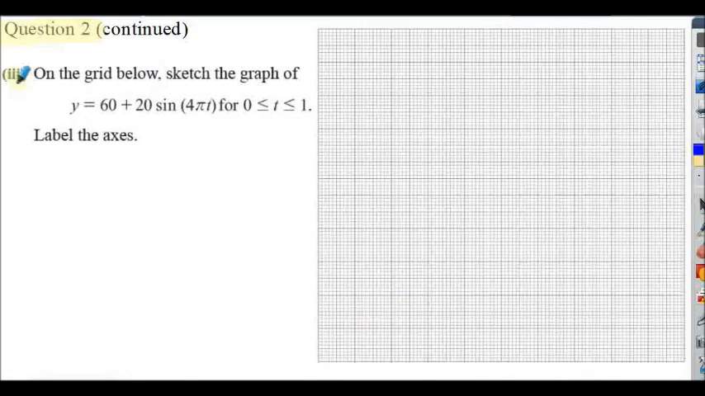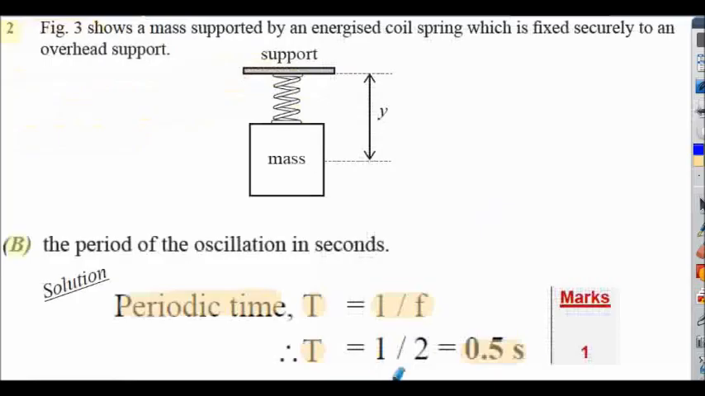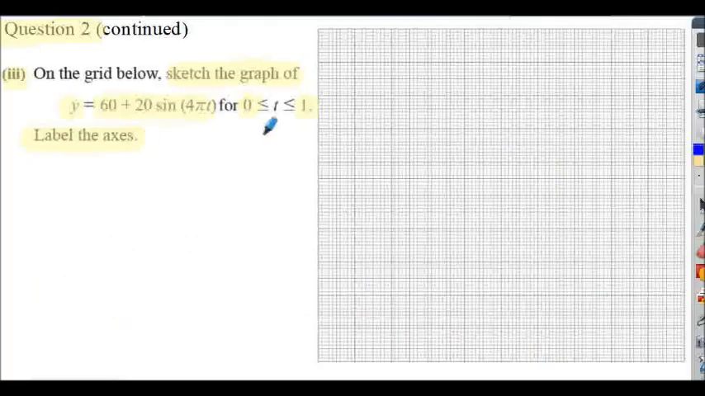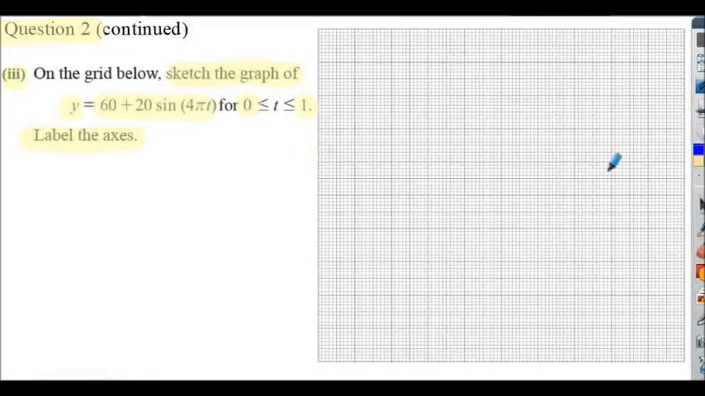Question 2, part 3. On the grid shown on the right hand side, we're asked to sketch the graph of y is equal to 60 plus 20 sine of 4 pi t between 0 and 1 second. We've got to label the axes. We previously calculated the periodic time, and it takes 0.5 seconds for a complete oscillation. So plotting between 0 and 1 second means we have 2 full oscillations. I'd encourage you to stop the presentation and think how you would sketch the waveform between 0 and 1 seconds for the equation given. Full solution shown on the following slide.